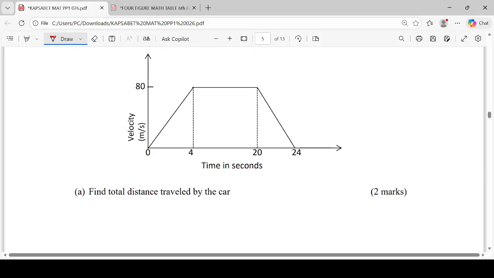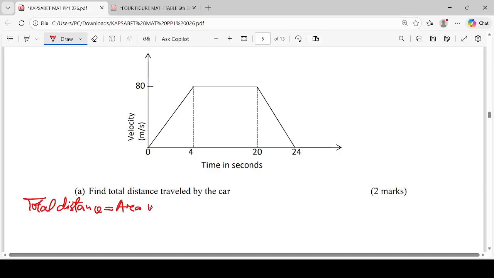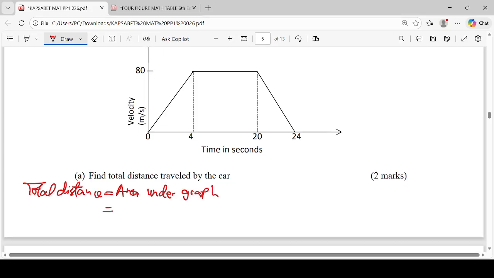For you to get the total distance traveled by the car, you need to know that total distance is equal to area under the graph. And when you look at the figure, it's a trapezium.